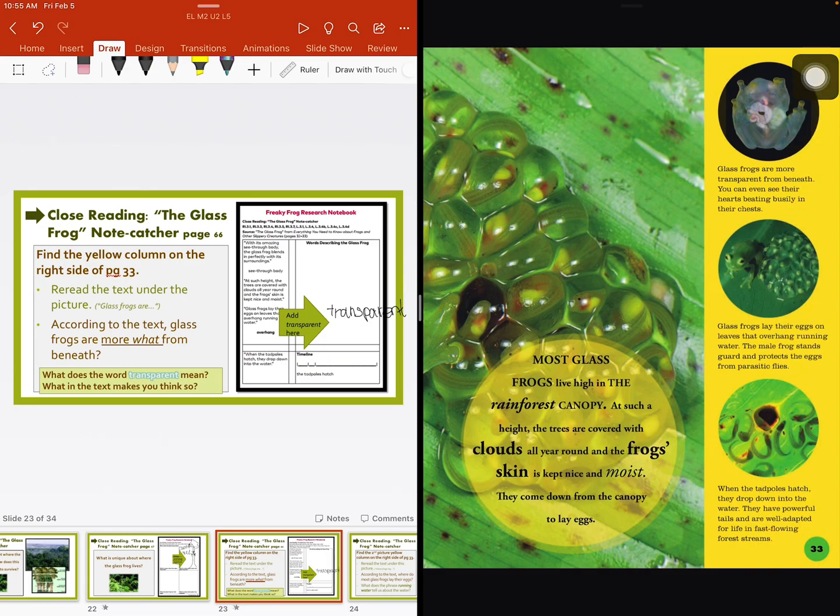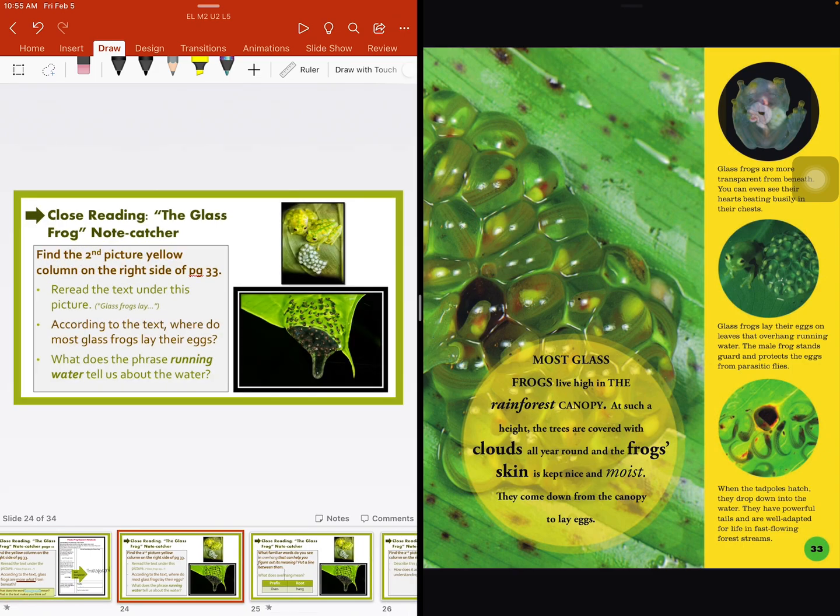Reread the text under the picture that says glass frogs are. Right here, that's where you're reading. Go ahead and do that for a second. And according to the text, glass frogs are more what from beneath? Yes, transparent. What does transparent mean? Yeah, sort of see-through, right? And what makes you think so? Well, it says you can even see their hearts beating, right? You have to see through their skin in order to see their hearts beating. So on your Freaky Frog Research Notebook, page 66, you're going to add the word transparent.